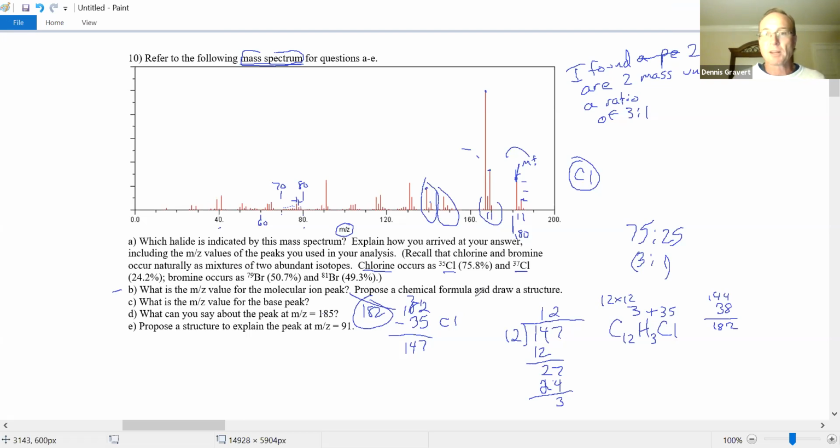Propose a chemical formula. I guess you could try and draw this one. This is going to be tough. There's going to be a lot of pi bonds, a lot of rings. You only have 3 hydrogens. It might take a lot of time. Ew, not on an exam. So let's simplify it. Let's take away a carbon and bring in 12 hydrogens. So then we have C11H15Cl. That'd be easier.